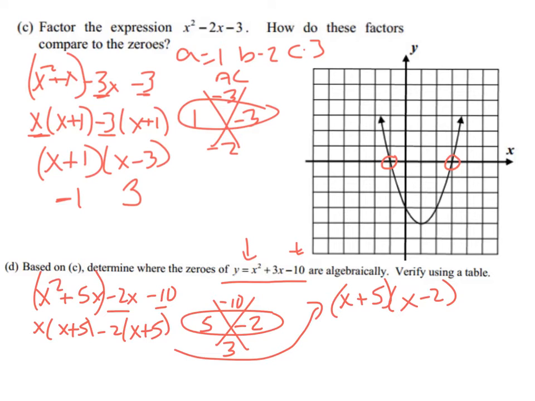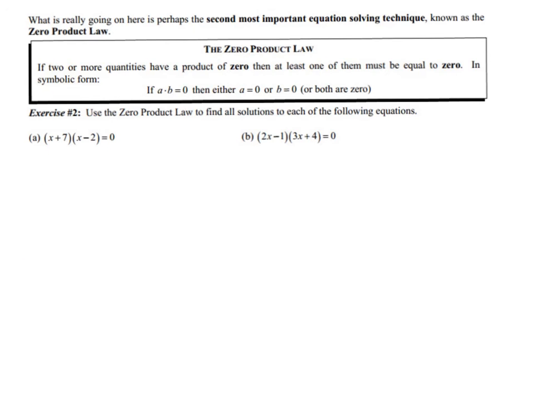And my roots turn out to be the opposite. So the opposite of 5 is -5, and the other one, the opposite is +2. And if you check your table on your calculator, actually punch this into y equals, you will find those and verify they are your roots.